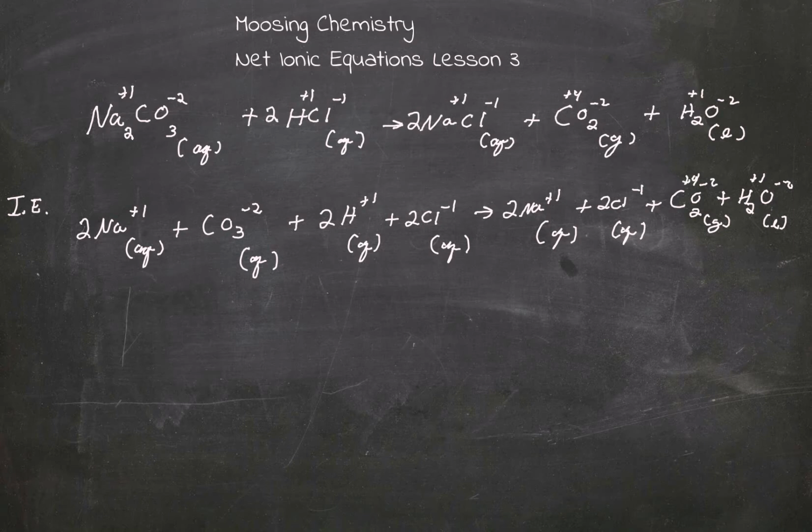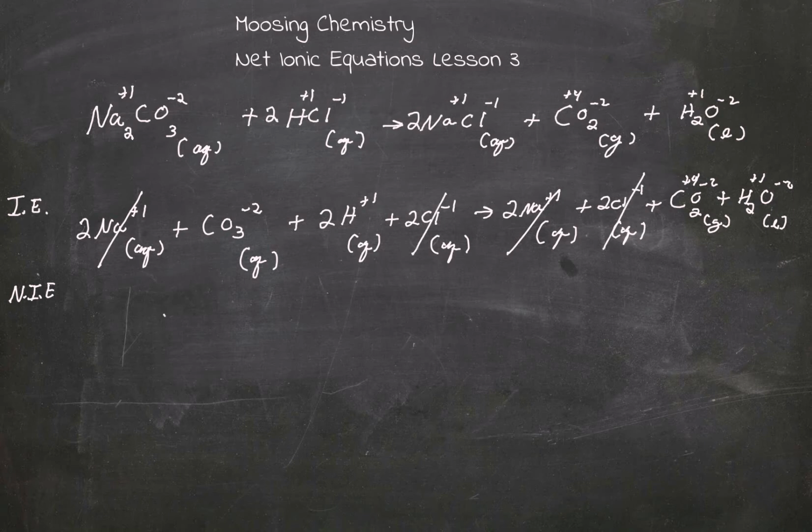So now we need to figure out our net ionic equation. Let's see what changed. Did our sodiums change? No. They didn't change, so they're spectators. Did our carbons change? Yes, they did, so we're going to leave that alone. Did our hydrogens change? Yes, they did, so we're going to leave that alone. What about our chlorines? No, they didn't change. They're spectators too.